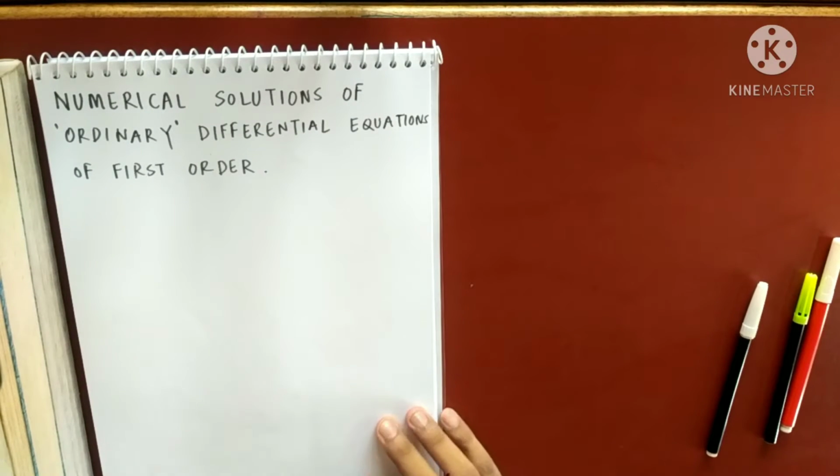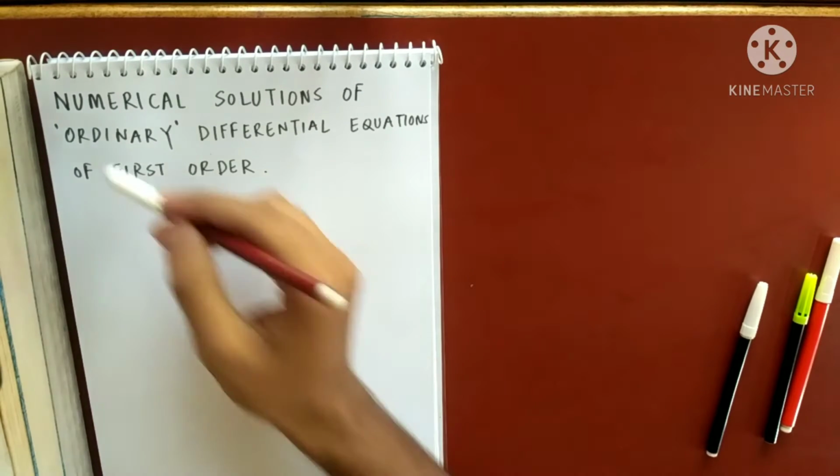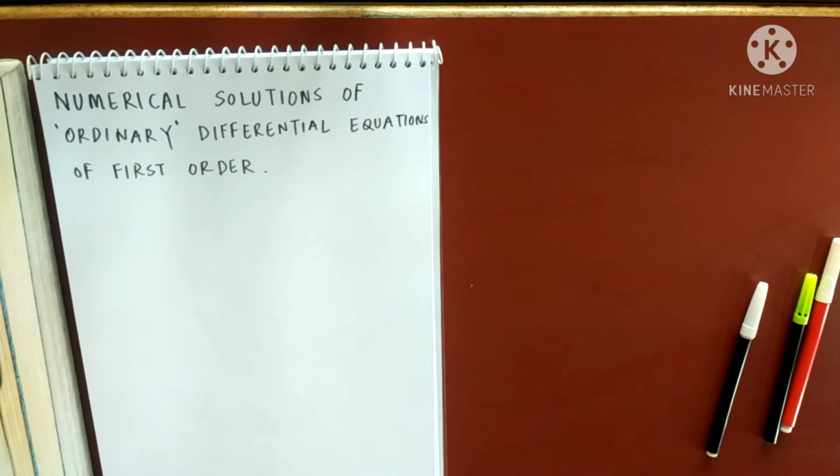Okay, so what does the word ordinary mean? That there is only one independent variable. That is the meaning of the term ordinary differential equation. So in my differential equation, there is only one independent variable, which we take as x, and there is something called a partial differential equation. All the physics students here will know about it. There can be more than one independent variable.